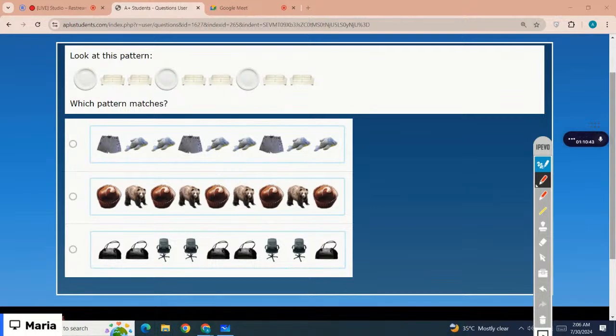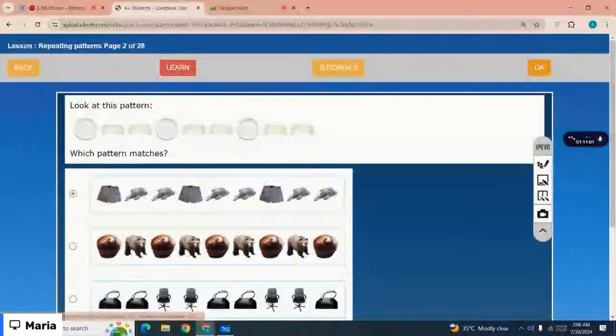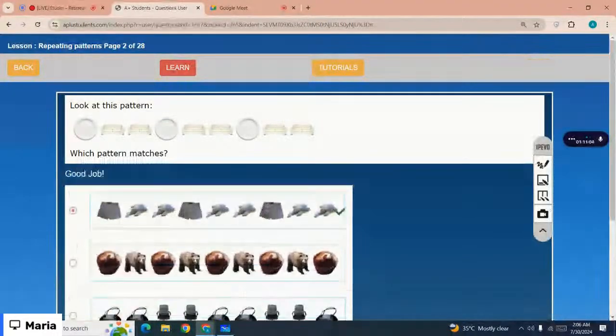Option number one has exactly the same pattern, right? You can see here option number one has one and two, then you have one and two, right? So option number one is the correct option. Both patterns are exactly matching patterns.